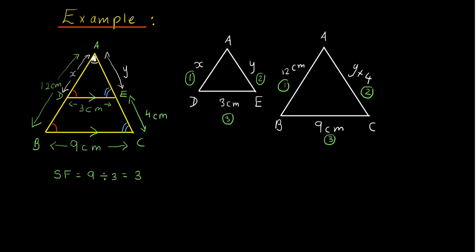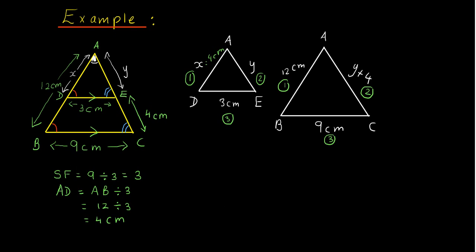Okay, so now I'm going to find out the length of AD. AD is a length in the smaller triangle, so I'm going to divide the length of AB, which is a length in the larger triangle, by 3. I'm going from larger to smaller, so I divide by 3, which is 4 centimeters. So I'm talking about this one here, that's 4. And now I need to find y and y plus 4.